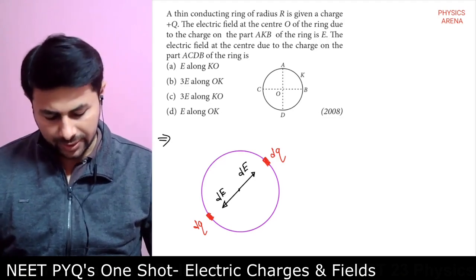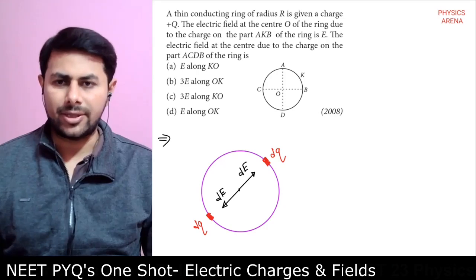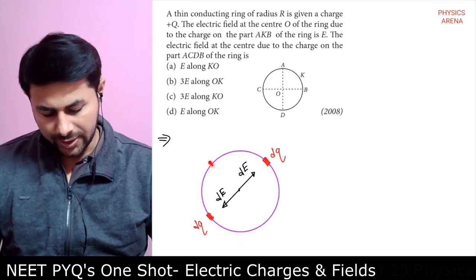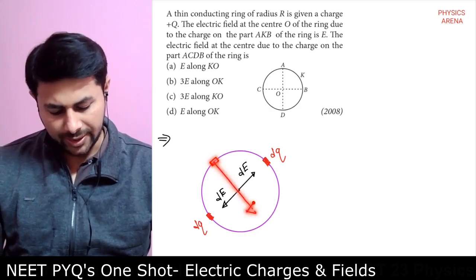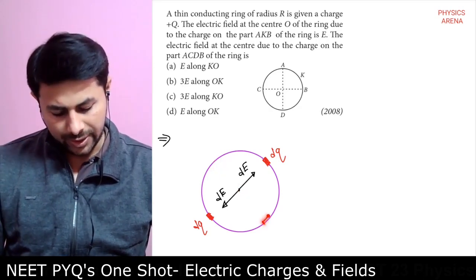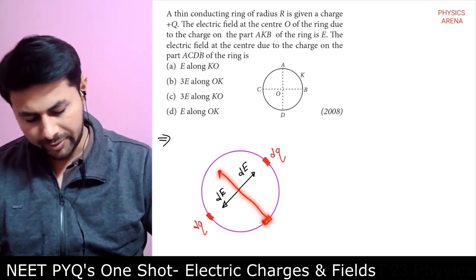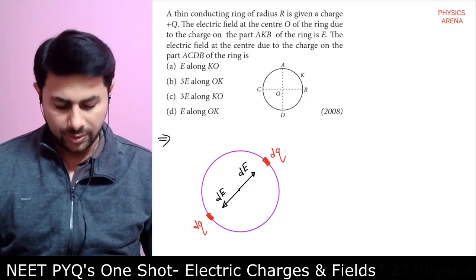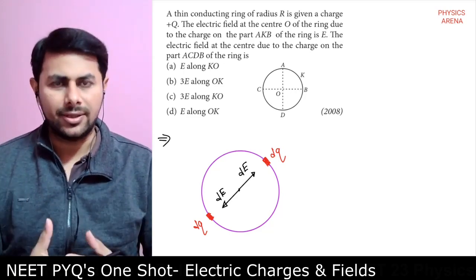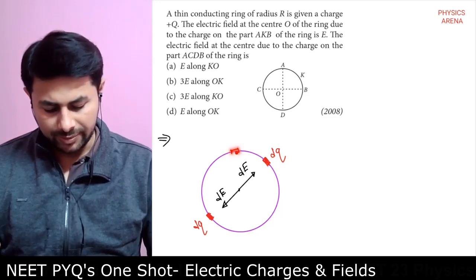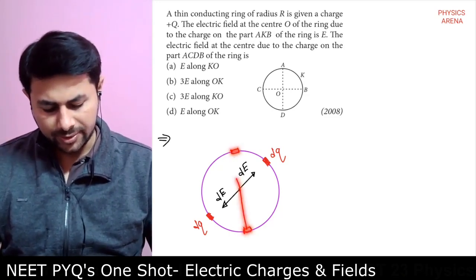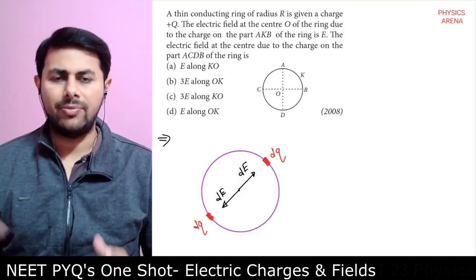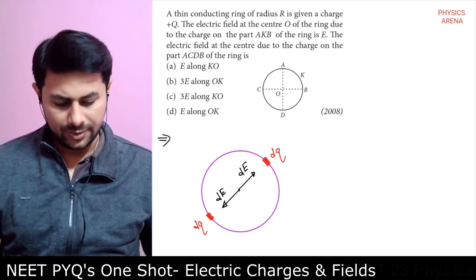I mean, you can consider such small length elements over the total length of this ring. So if you consider a length element here, its electric field will be directed like this. Then you can consider a length element here whose electric field will be directed like this, exactly at a diametrically opposite point. Okay, so their electric fields will get cancelled out. Then you can consider a length element here and here, their electric fields will get cancelled out. So the net electric field at the center of the ring will be 0, right?